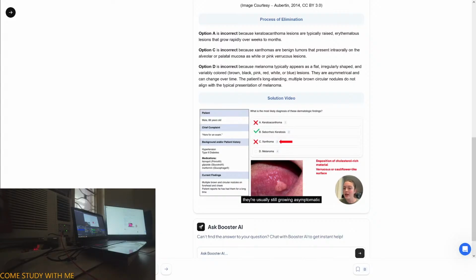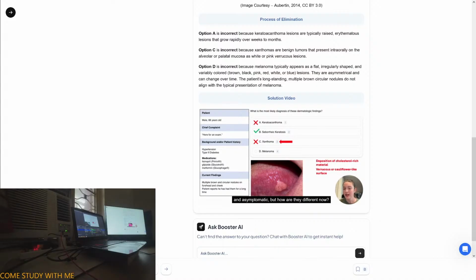They're usually slow-growing, asymptomatic, and range from around 2 millimeters to 1.5 centimeters in size. They can range in color, but are typically yellowish, white, to pink due to the amount of cholesterol present in the lesion. They're treated via wide excision and do not typically recur or convert into a malignancy. Now, how is this similar and how is this different to our correct diagnosis? These are both raised benign growths that are slow-growing and asymptomatic.